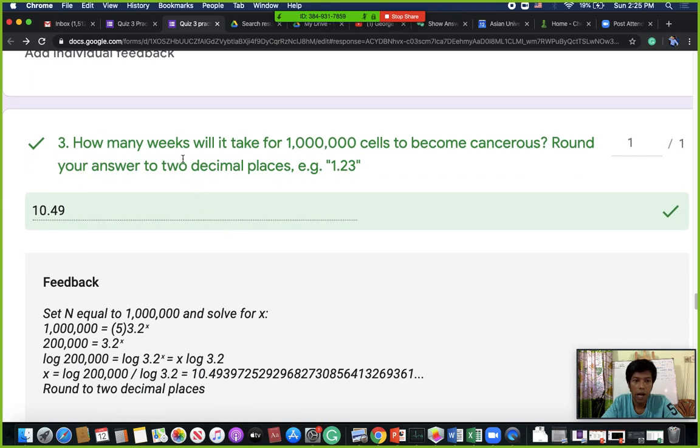Next question: how many weeks will it take for 1 million cells to become cancerous? Round your answer to two decimal places, like 1.23. So 1 million. This question is, how many weeks are needed? How many weeks are needed means what? What is their question now? The question is to find the value of x.